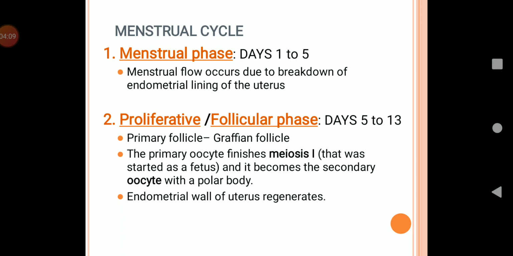The second phase is known as the proliferative or the follicular phase. After the period, the uterine lining builds back up again. So this is known as the proliferative phase. It extends from the 5th day to the 13th day of the menstrual cycle, where certain changes in the ovary and the uterus take place.